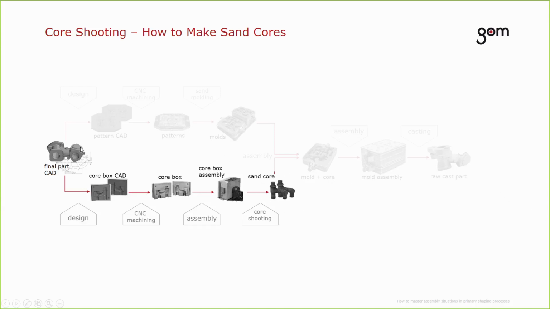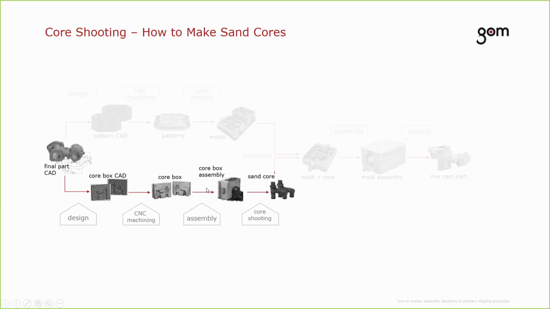And again, the sand cores are needed to create the hollow structures and undercuts in the cast part. And again, the starting point is the technical drawing or the CAD of the final part, and then the foundry is responsible for designing a tool which is able to create the sand core. This tool is called the core box and consists of two parts in our example.